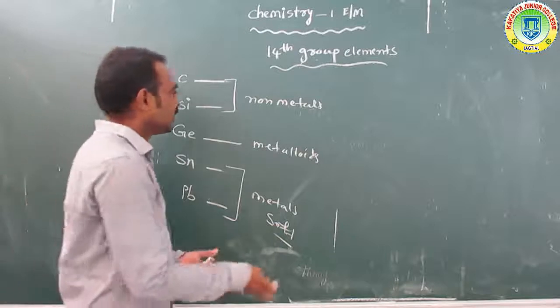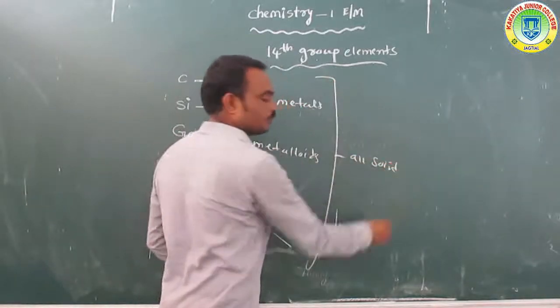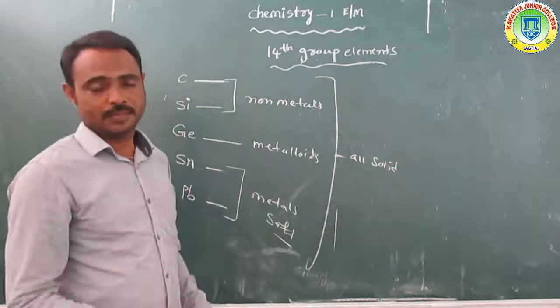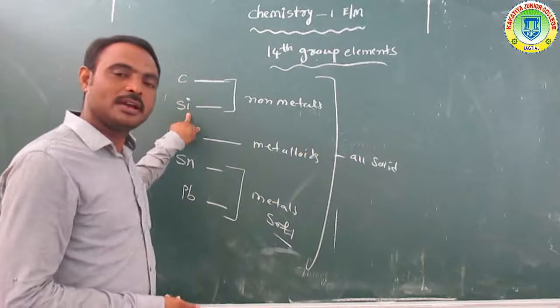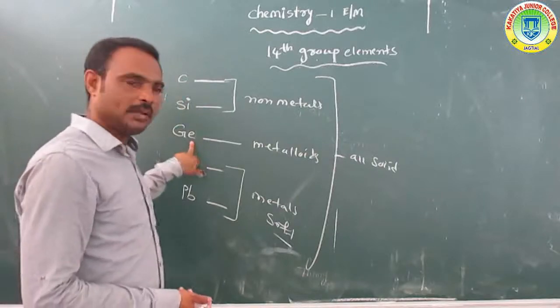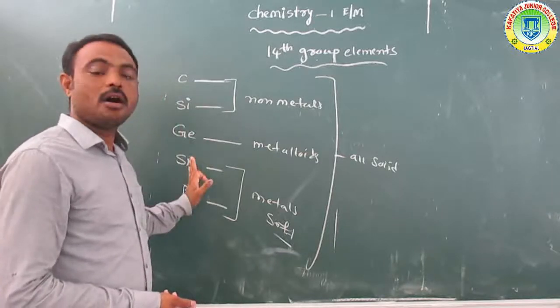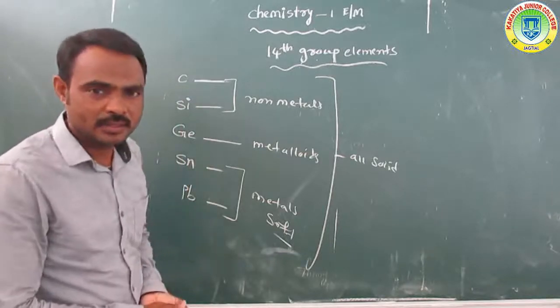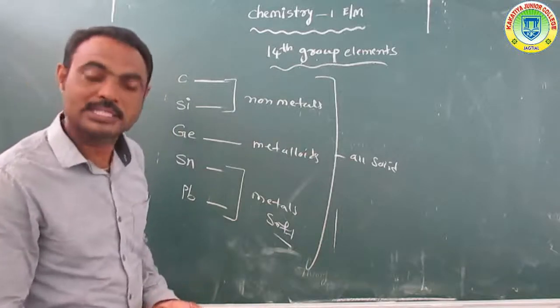Next, these are all solid elements. Carbon is solid, silicon also solid, germanium, tin, lead. These are all in the solid state.